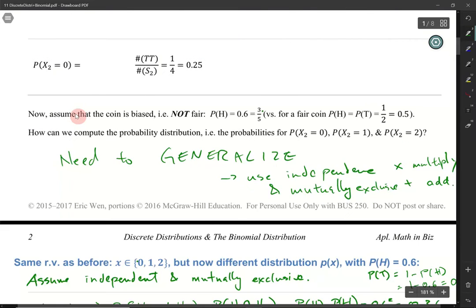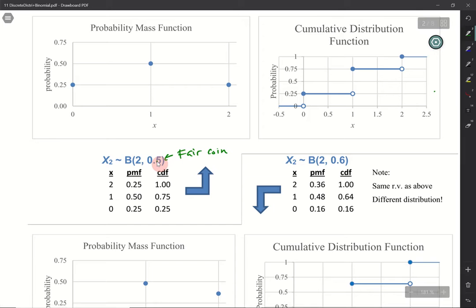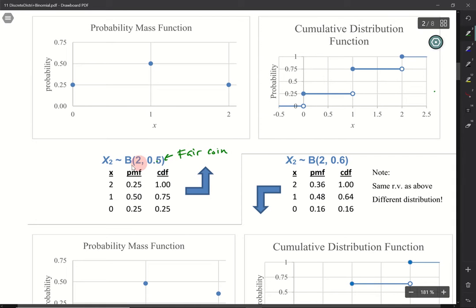So that's what the 2 means in B(2, 0.5). That's what the 2 means, okay? And then the 0.5 means that the probability of success was 0.5. So obviously, if the probability of success, heads say, was 0.5, the probability of tails is 1 minus that. 1 minus 0.5 is 0.5, right? So this is a compact way of saying that.